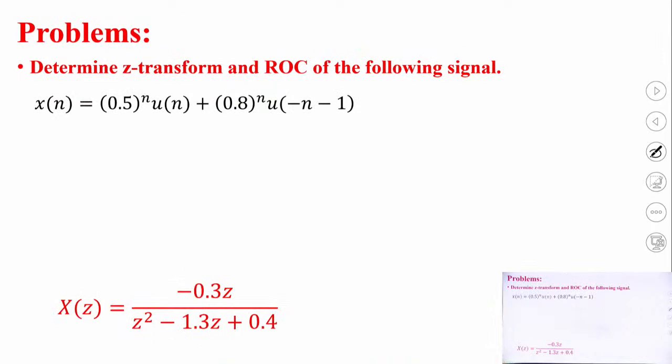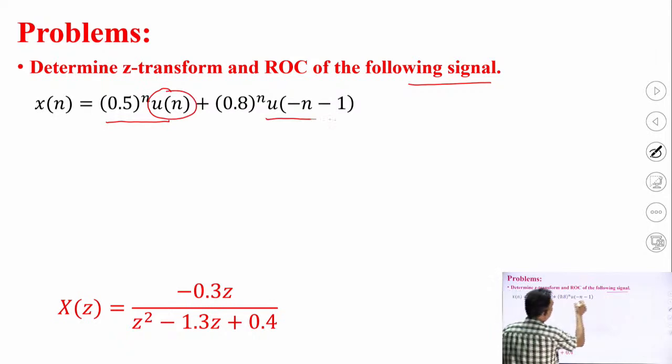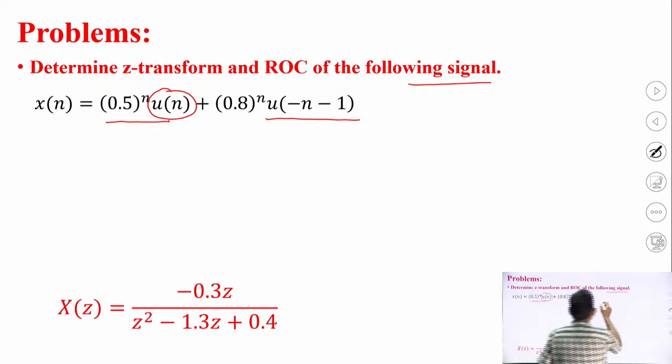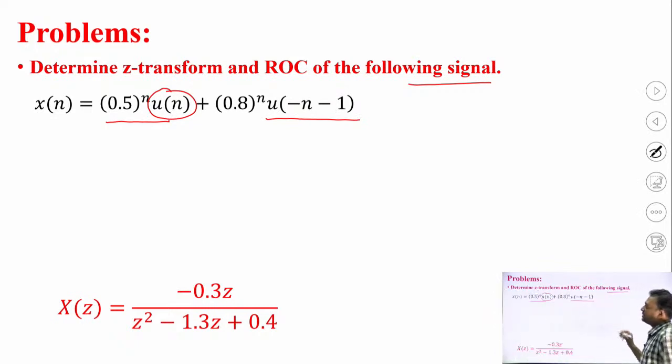Now we will see the first problem: determine the z transform and ROC of the following signal. You can see this signal corresponds to, because u(n) is there, a causal signal, and this is an anti-causal signal. So you can say this is a two-sided signal. So the ROC will be either the z transform does not exist, or in the second case the ROC of the z transform is basically concentric circles.